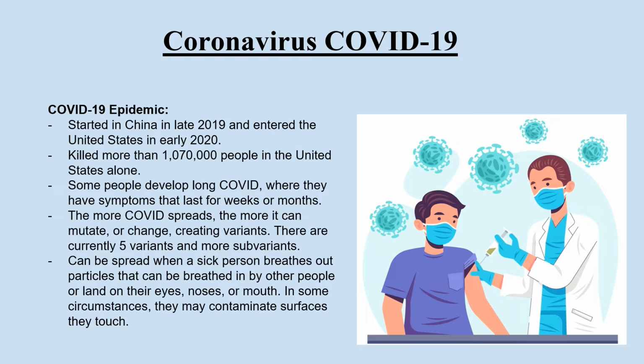The more COVID spreads, the more it can mutate, change, and create variants. At the moment, there are 5 recognized variants, Omicron being the latest one, with several subvariants under that. COVID-19 can be spread by a sick person who breathes out particles. These particles land on people's eyes or are breathed in by someone. They can also contaminate surfaces that people touch.